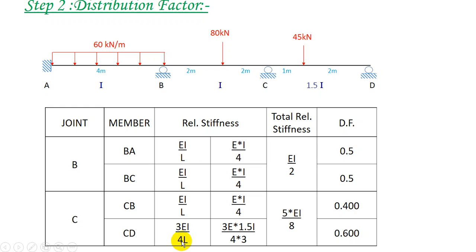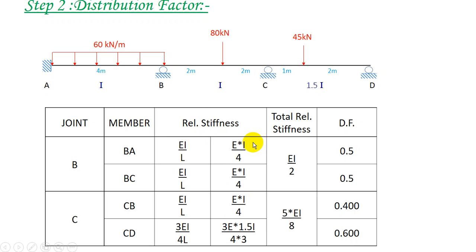Okay, very simple. Only two conditions and two formulas you have to remember. Now while substituting in these formulas, you need to take into consideration that the I is changing for different members. So for BA it is I, and BC also it is I, but for CD it is 1.5 times I. So I have written here relative stiffness.